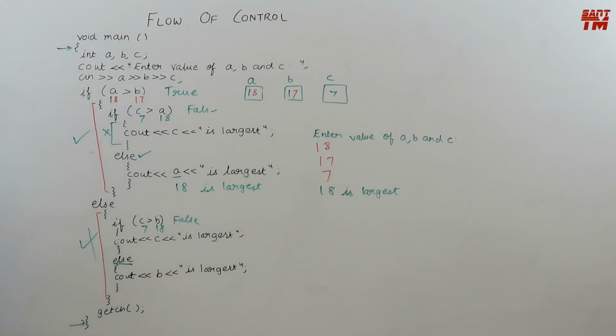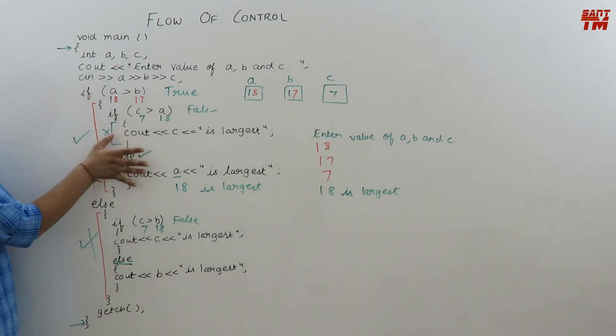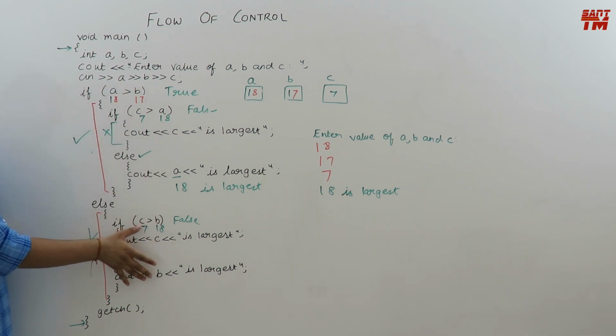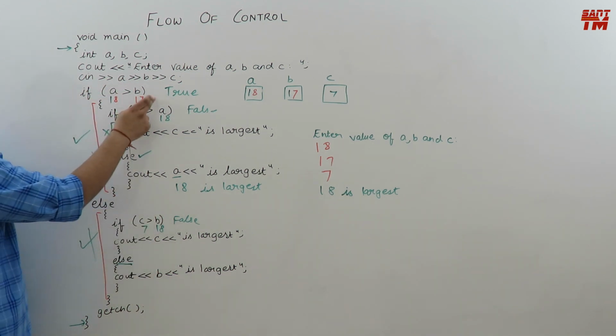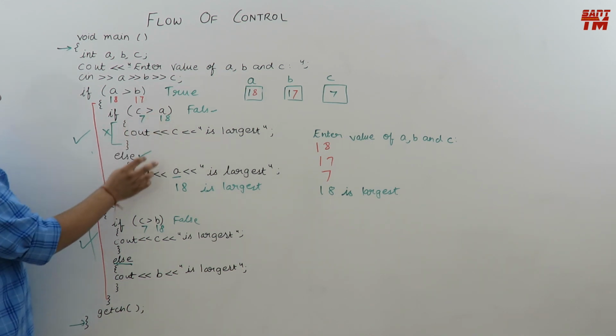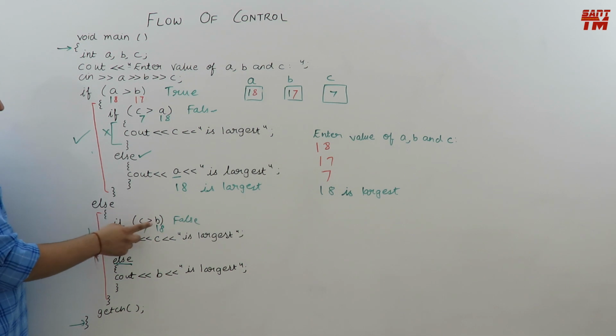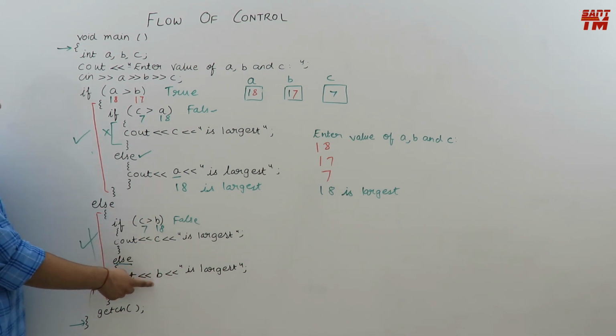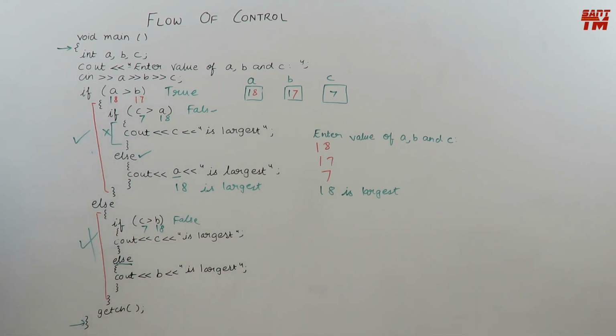I hope the concept of how to check the largest of three numbers as well as the nested if else is also clear to you. So if this condition is true, we will check inside this block. If this condition is false, we will check inside the else block. Inside this if block, if this condition is true, we will check this block. If this condition is false, then we will go to else. Inside the else, if this condition is true, we will go to this block. If this condition is false, we will go to this else part. This is how nested if else is executed, and this is the concept of checking the largest of three numbers.